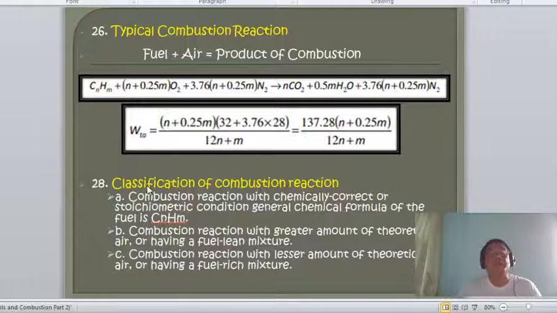So, another is the combustion reaction with a greater amount of theoretical air, or a fuel-lean mixture. Meaning we are putting in an excess amount of air, or we are supercharging. Another is combustion reaction with a lesser amount of theoretical air, meaning the amount of air needed is below the stoichiometric or theoretical air needed. So, I think it is clear.